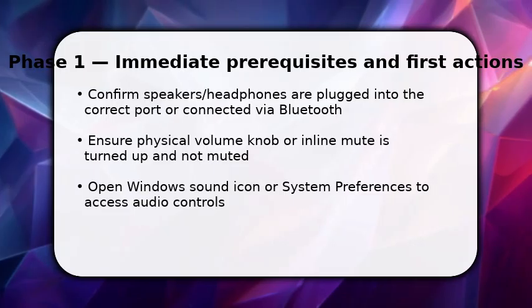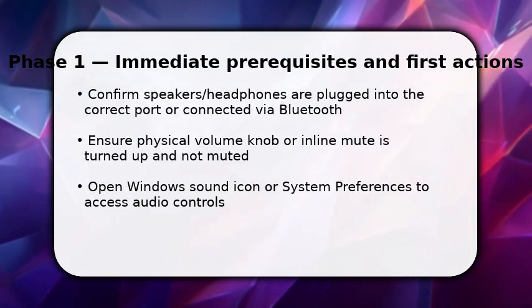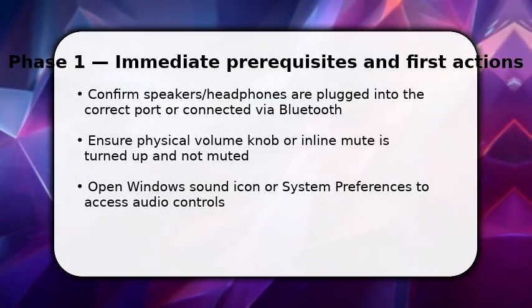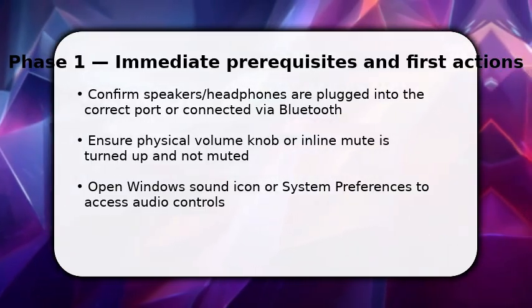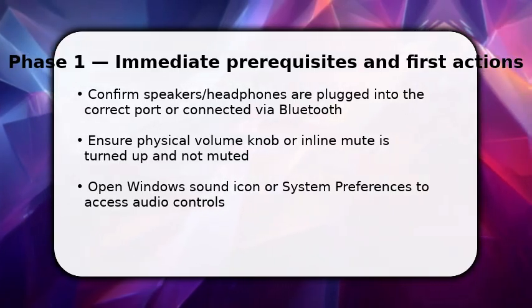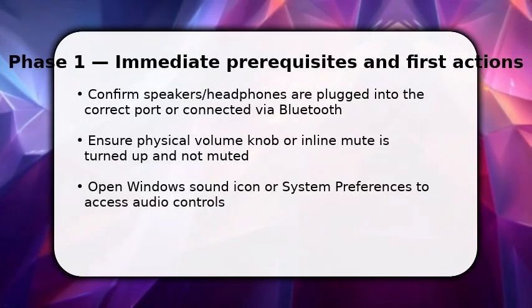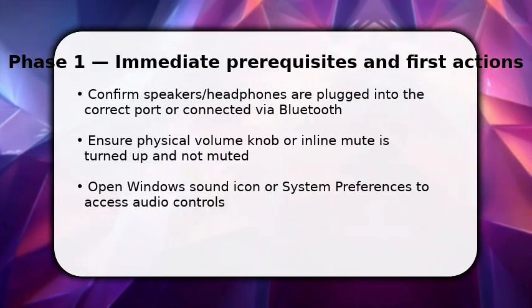You start by confirming the essentials. Check that speakers or headphones are plugged into the correct jack or paired via Bluetooth, and that any hardware mute is off. Once done, look at the system tray sound icon on Windows or the menu bar on macOS to access audio controls. Make sure device selection is correct, otherwise you'll unmute the wrong output.